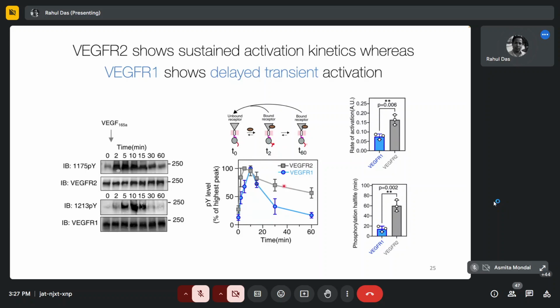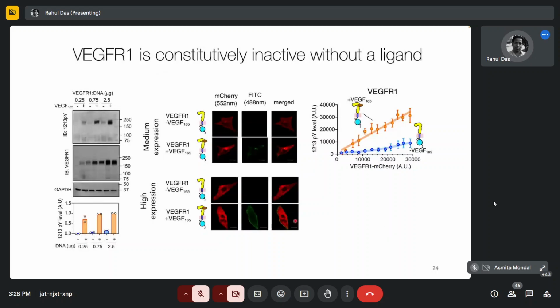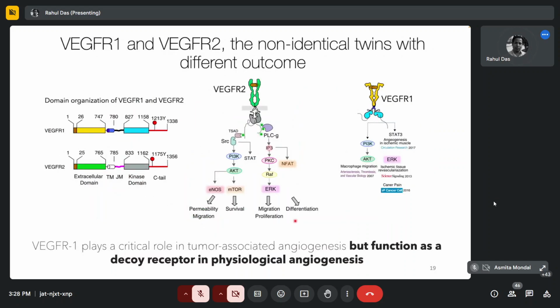Now, this is the first signal that tells us the signaling pattern of VGFR1 and VGFR2 are different, right? Because a sustained phosphorylation gives a different output. A transient phosphorylation of the tail, or the lifetime of the tail, will actually give a different output for cell development. And that explains why the signaling for VGFR1 and VGFR2 are very different.